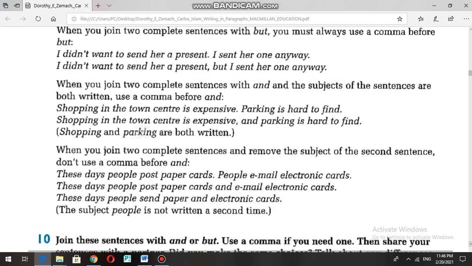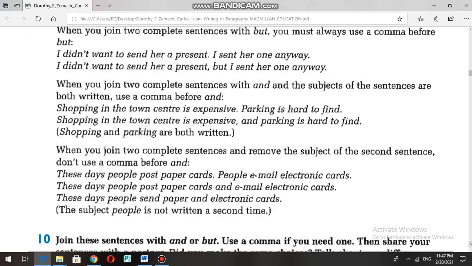Okay? When you join two complete sentences and remove the subject of the second sentence, we have two sentences, okay? The first one has a subject and the other one doesn't have a subject. We remove it because it's probably the same subject. So we don't use a comma. We just put the and. When you join two complete sentences and remove the subject of the second sentence, don't use a comma before and.